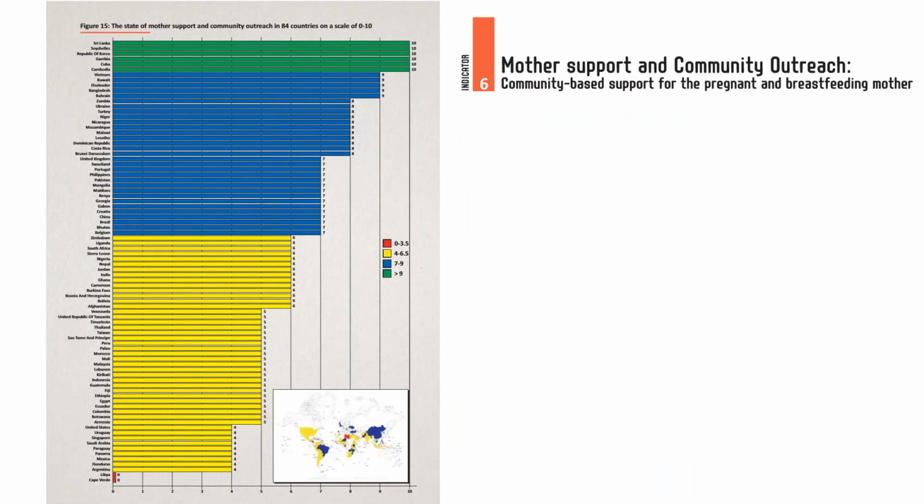So how are we doing compared to the rest of the world? You can see there are some green countries here. We are close to the bottom, but we're not in the red. The top scoring countries, once again, Sri Lanka, and here's the Seychelles, the Republic of Korea, Gambia, Cuba, and Cambodia are the green countries for mother support and community outreach.